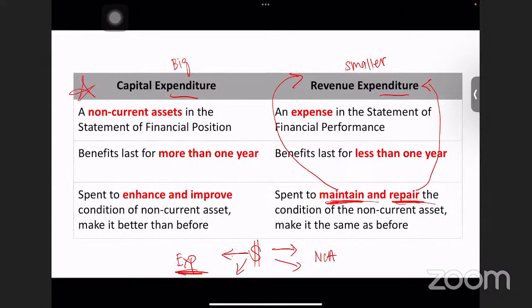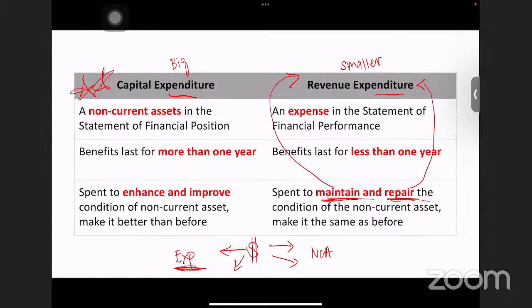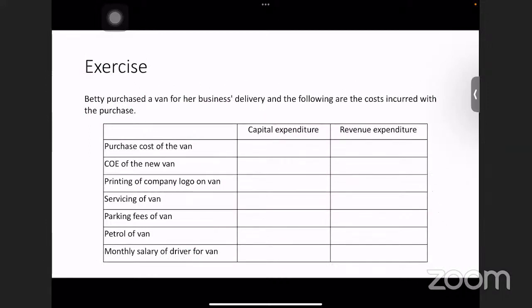Please know this is quite important. They will always like to ask what's the difference between these two, so you've got to know. Okay, a quick exercise. Which of the items are capital or revenue? Same thing, go and pause the video, tick the boxes, and then play back the video.